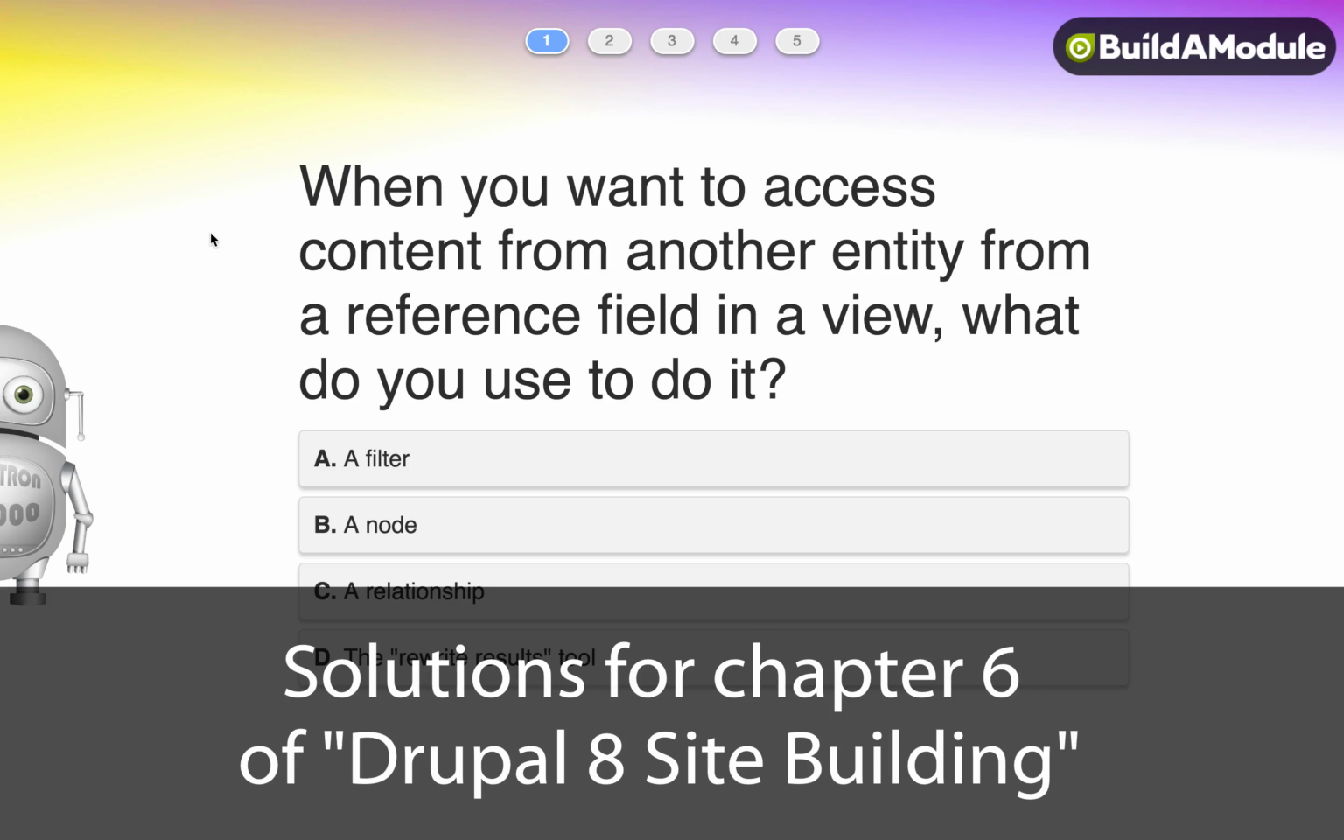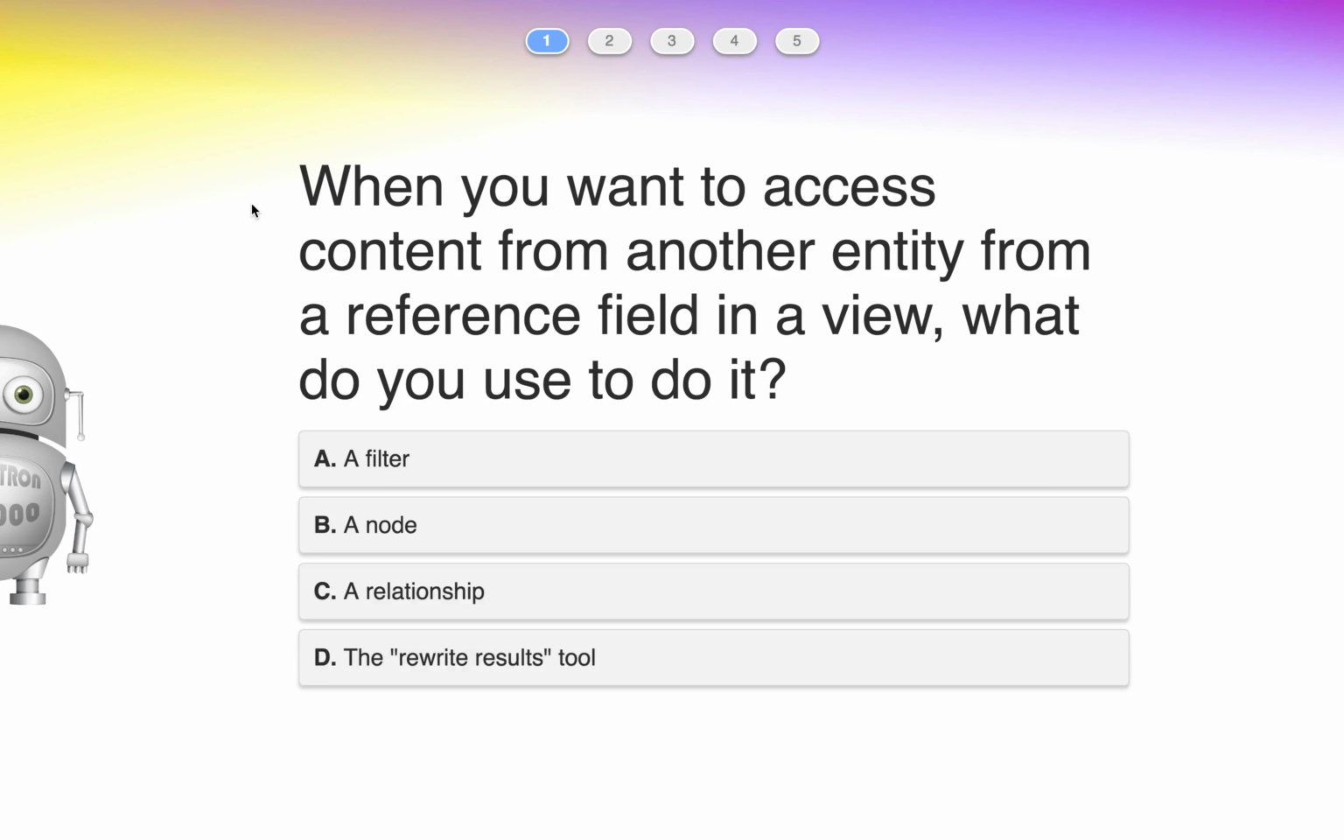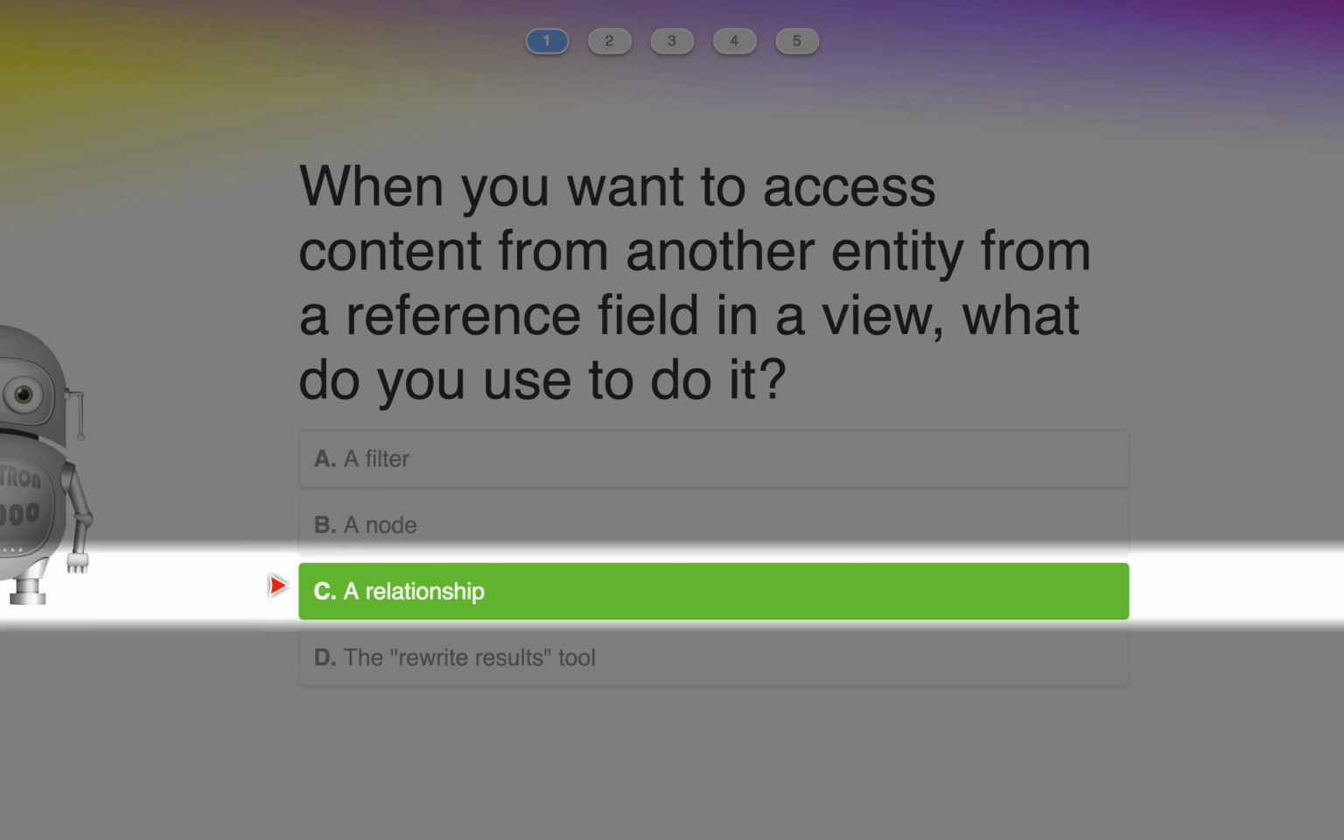Okay, here are the answers to the quiz questions. When you want to access content from another entity from a reference field in a view, what do you use to do it? The answer is C, a relationship. So in this chapter, we used a reference field to create a relationship between some content and a user, and then we used a views relationship in order to pull content from the user using that reference field.